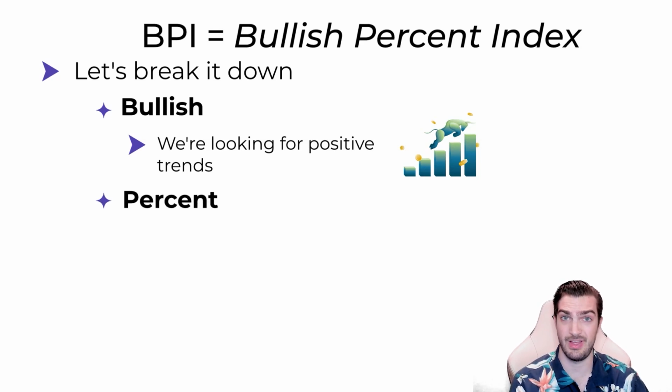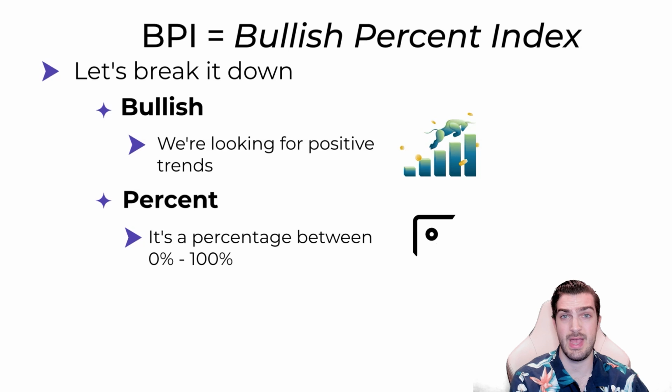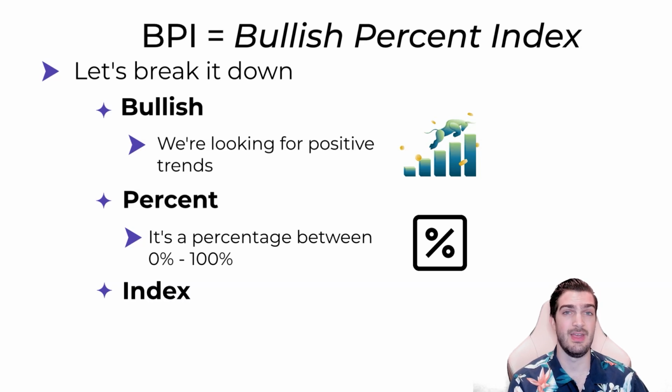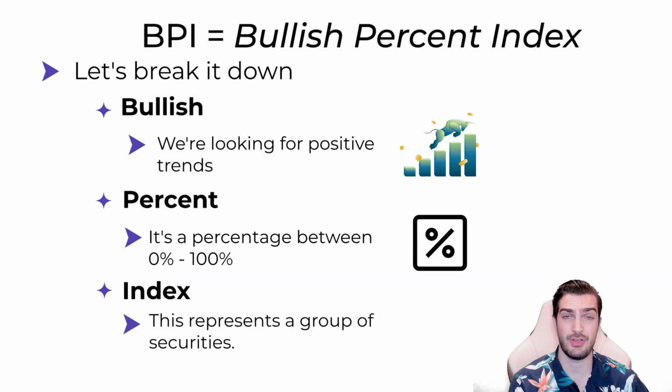Now we have percent. This one should be pretty straightforward. It means that this number, this BPI, is going to be a percentage. In our case, it's going to be a percent between 0 and 100%. Then finally is index. Index is a way to let us know that we are looking at a group of securities and using that group to create a single index, or a single number, that we can use to represent that group.